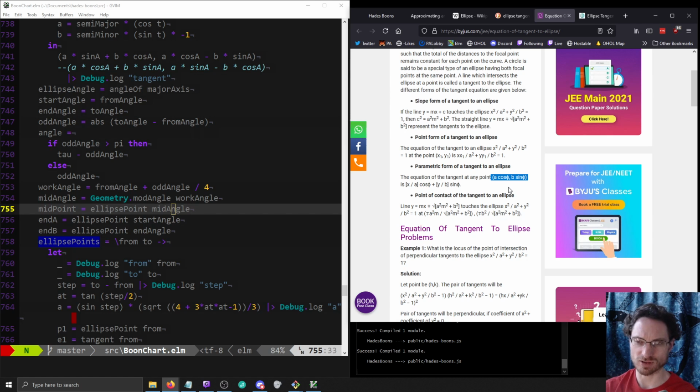But that would, if it was axis aligned, kind of scale the factors. The equation of the tangent. We have the semi-major, we have the semi-minor. We can get the cos and sin of the angle. Just x divided by A, y divided by B.